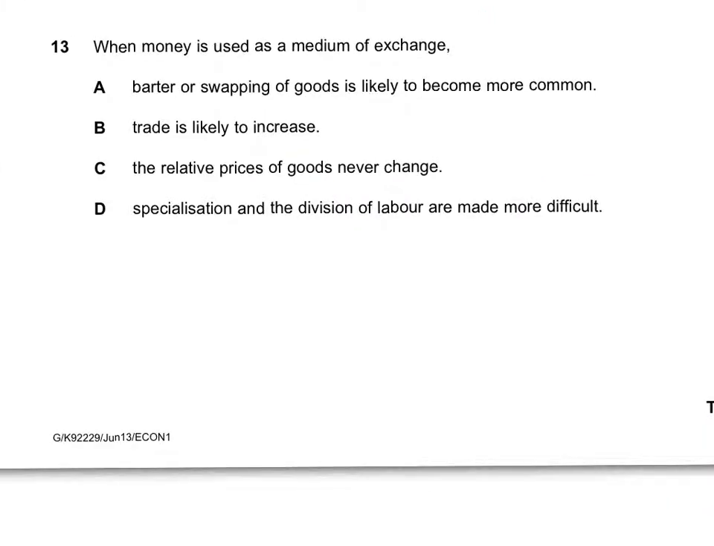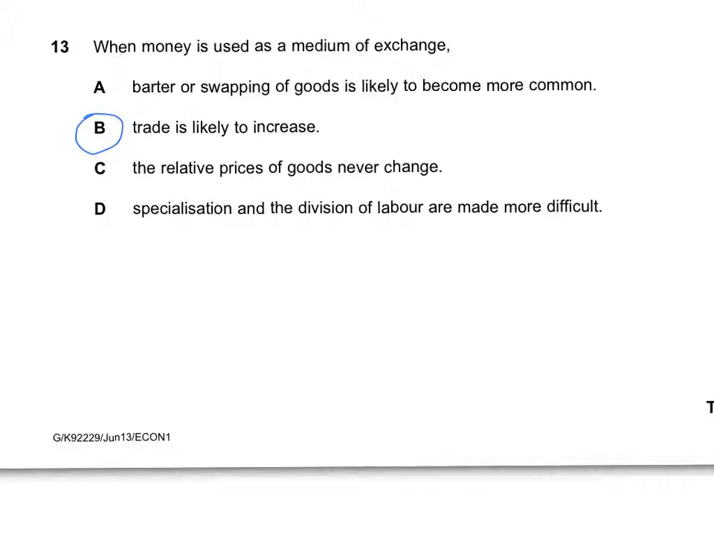Now this is a twist on a previous question, because usually the examiner links medium of exchange to specialisation and division of labour, and they've done that, but this time they've flipped it over. So money is used as a medium of exchange. What that should do in every society is increase the amount of trade that's likely to happen, because producers don't have to waste time finding other producers with the same products that they want to swap.